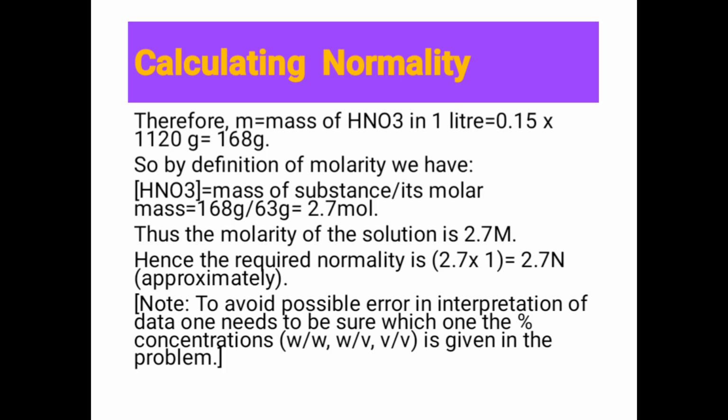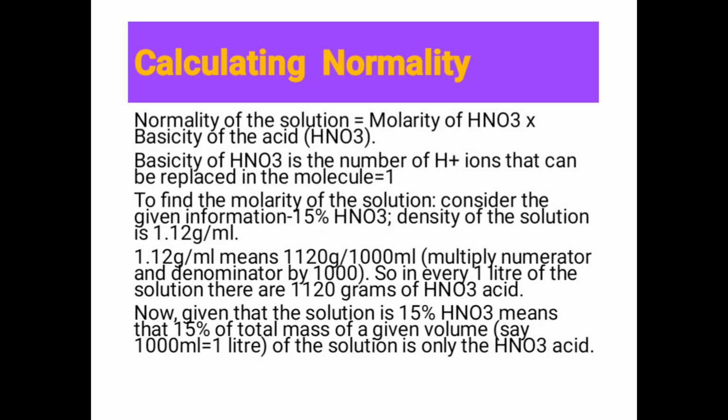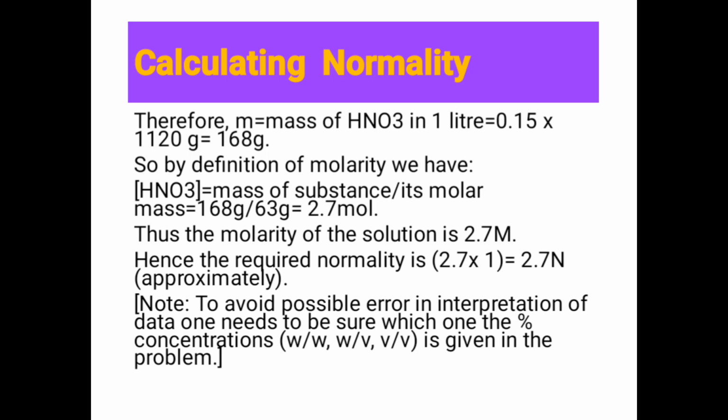Now we go back to the initial formula. Normality is equal to molarity times basicity, and the molarity here is 2.7. The basicity of the acid is 1. That's 2.7 times 1, and that is 2.7 normal. So the normality is 2.7. Now if you go back, the first one was 2.38. This is a result of approximations and the like, but they are still within the range. So whether you use the first formula or the second formula, you are going to get the normality.